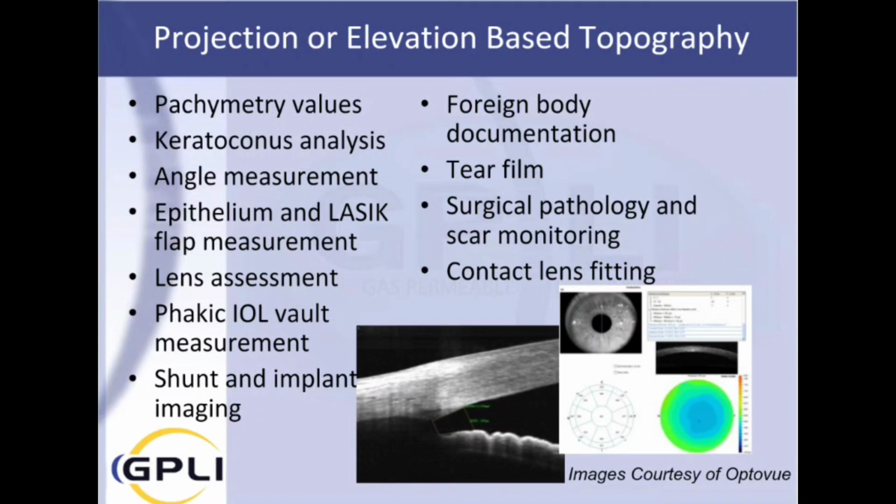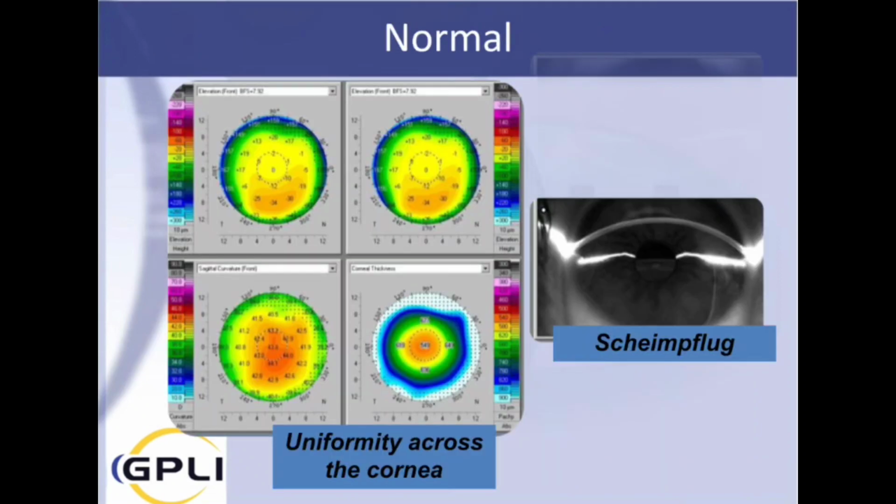Projection-based systems give high-resolution images and can accurately determine pachymetry values, keratoconus analysis, angle measurement, epithelium and LASIK flap measurements, lens assessments, phakic IOL vault measurements, shunt and implant imaging, foreign body documentation, analysis, surgical pathology and scar monitoring, and contact lens fitting. Normal corneas will show uniformity across the cornea from angle to angle.